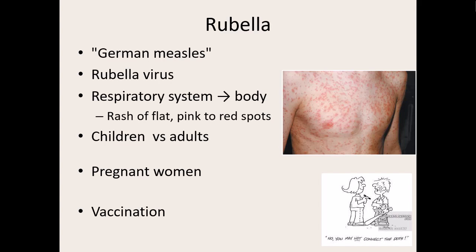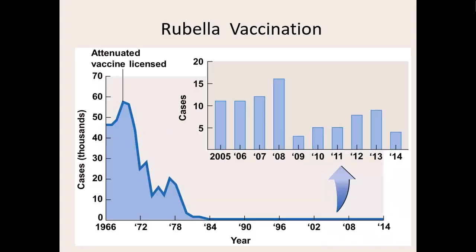We do have a very effective vaccine. It's not 100% effective. No vaccine ever is, but we do have a vaccine for it. This is just showing that since we developed that vaccine, the number of cases of rubella, of course, has gone way down. But we are seeing some outbreaks and numbers going up because we are not vaccinating at the rate we really should be.